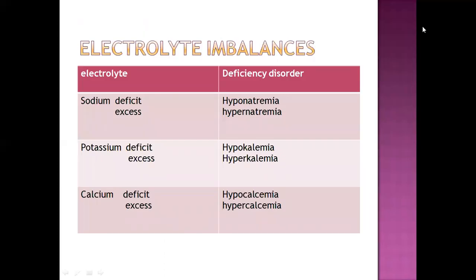Electrolyte imbalances that can occur in the body are due to sodium excess or deficit, potassium excess or deficit, and calcium excess or deficit. For sodium, it is hyponatremia and hypernatremia. For potassium, it is hypokalemia and hyperkalemia. For calcium, it is hypocalcemia and hypercalcemia.